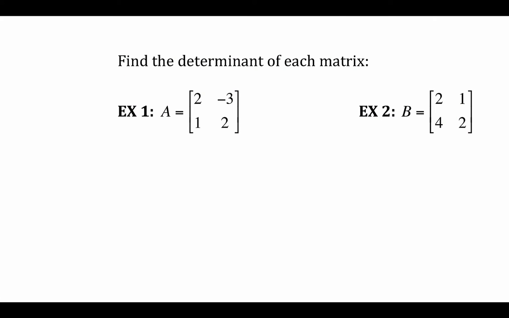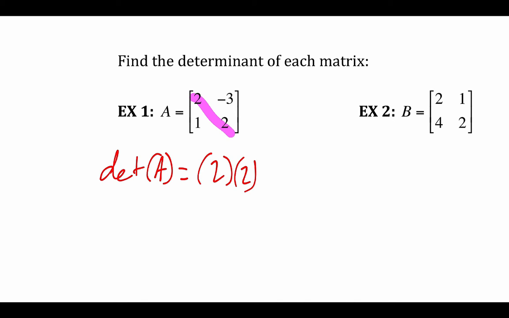So we're asked to find the determinant of these matrices here. For matrix A, the determinant, let me switch back to a writing tool. Determinant of A is equal to, again, using the diagonal, 2 times 2 minus 1 times negative 3. Cleaning this up a little bit, we got 4. 1 times negative 3 is negative 3, so minus negative 3 is the same as plus 3, which gives us 7.